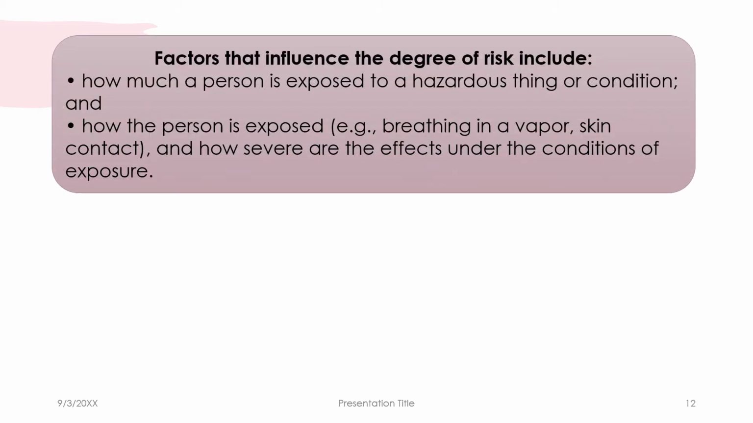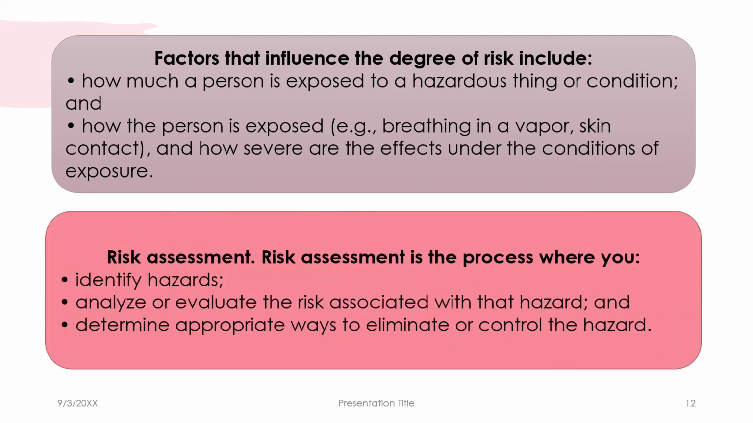Key factors that influence the degree of risk include how much a person is exposed to a hazardous thing or condition, and how the person is exposed, for example, breathing in vapor, skin contact, and how severe the effects are under the conditions of exposure.